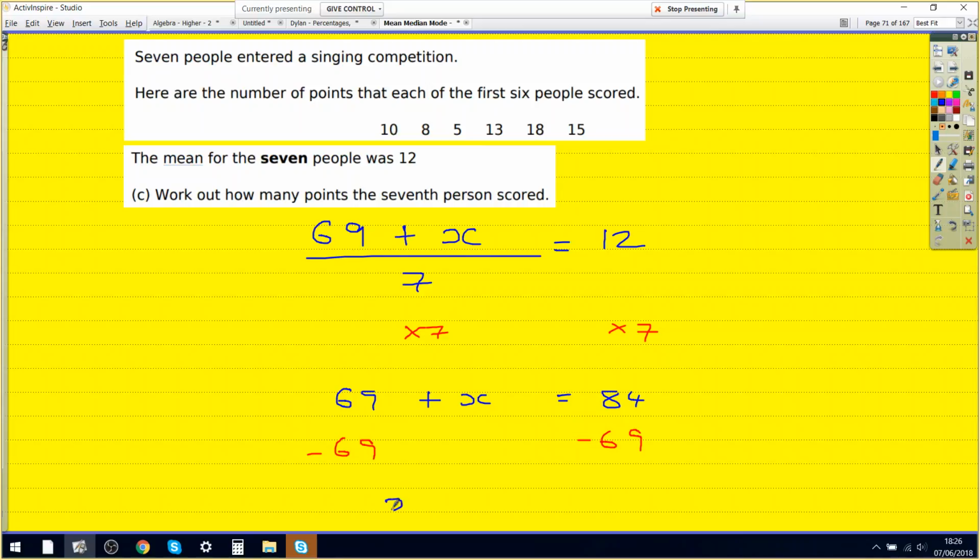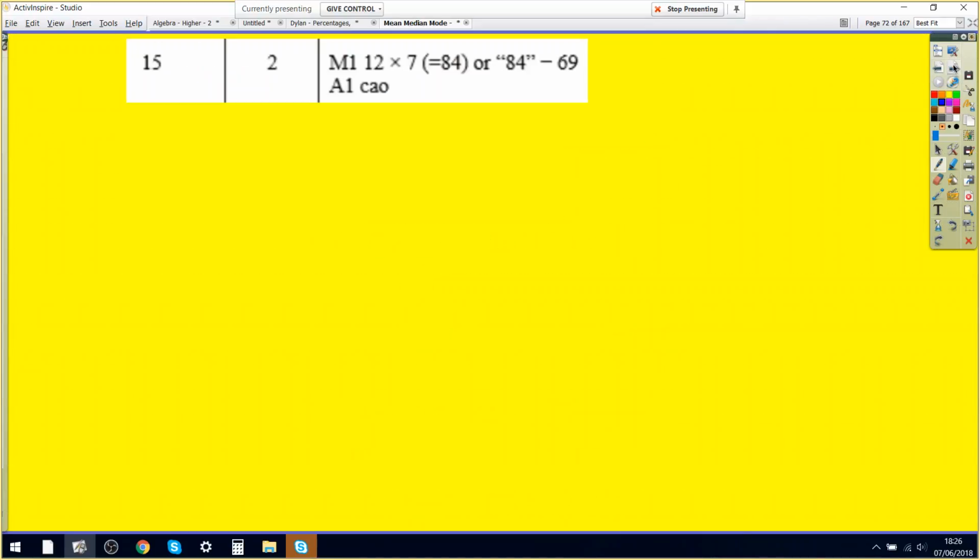So I think you did it using intuition, but it's kind of like solving like we were doing the last time. It's divided by 7, so you times both sides by 7. That's how you get this 84. And then you minus 69 from both sides, and so you get that 15. So you can always just let the unknown be x, construct an equation, and then solve it.